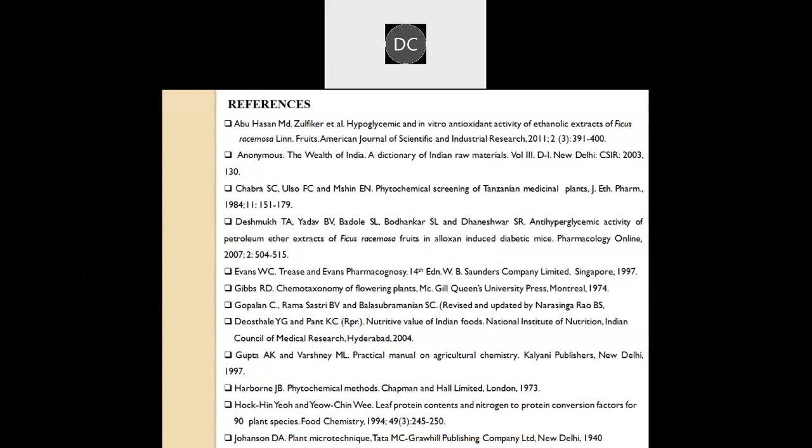So the purpose of this topic selection is that nowadays the price of dry fruits is rising day by day. We are using dry fruits like anjeer, dates, etc., and have to pay a high amount for purchasing these types of dry fruits. But here Ficus racemosa has a good and equal amount of nutrition. So I think it is a good substitute for dry fruits. That's why I suggest to everyone to use this easily available fruit as a dry fruit in our diet. And that's why I selected this topic.